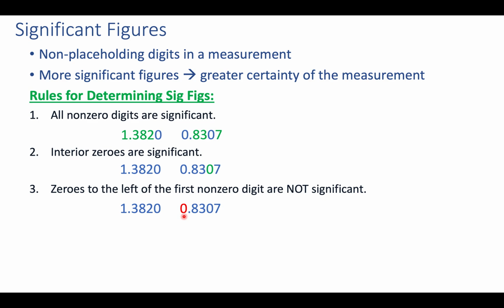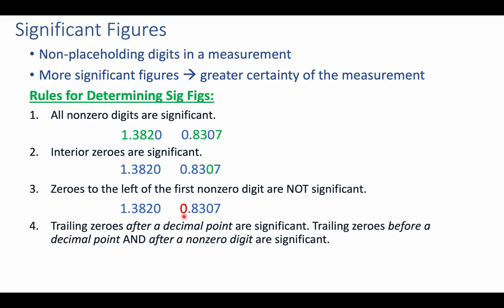So far we have all the non-zero numbers, zeros in between non-zero numbers, and zeros to the left of non-zero numbers. So now we have to consider our trailing zeros, so the zeros at the end of a number. And this rule has multiple parts. So we have to look to see where our decimal point is. So trailing zeros that come after a decimal point are significant. Trailing zeros before the decimal point and after a non-zero digit are significant. So basically we have to look at our non-zero numbers.